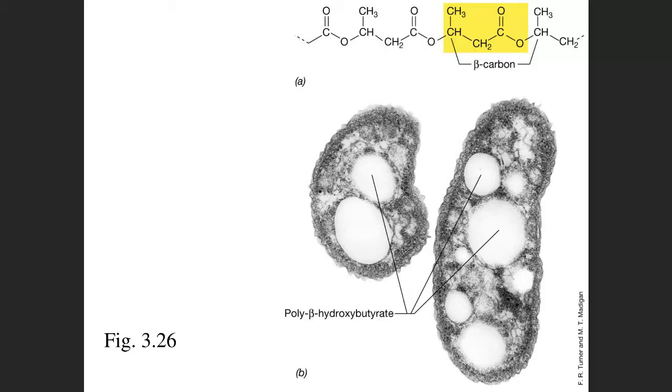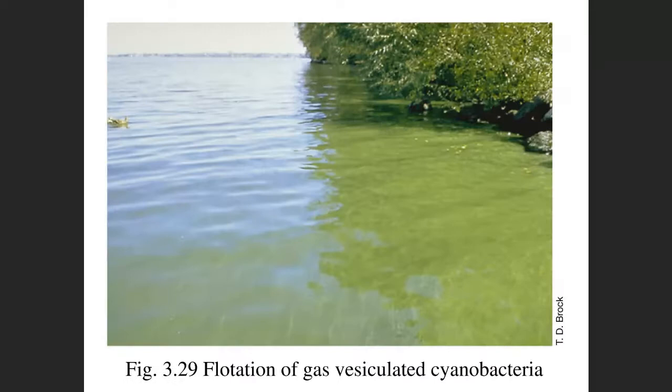And so these are polyhydroxybutyrate. And if you think about biodegradable plastic, this is the first example of biodegradable plastic. And there are other inclusions, like gas vesicles.